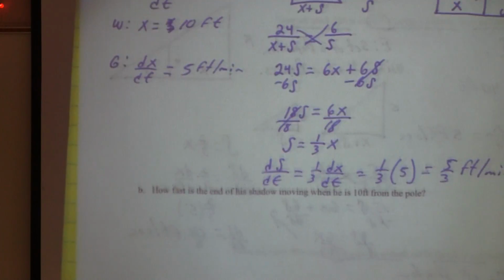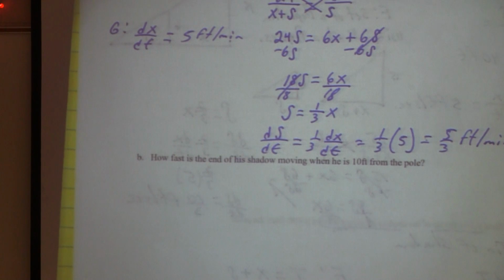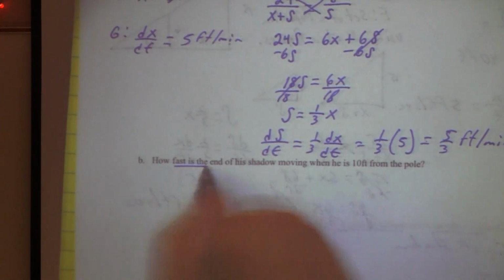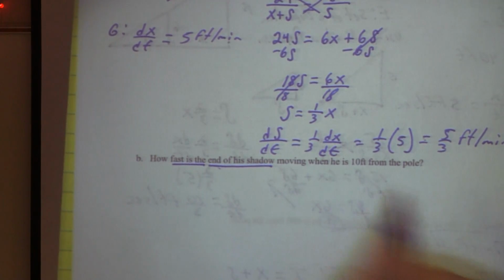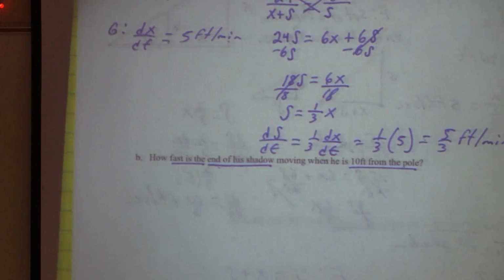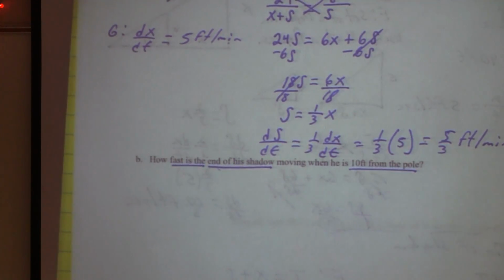Alright, let's look at part B. How is that one different? How fast is the what? Tip. End of his shadow moving when he is 10 feet from the pole. And now they're talking about the end of the shadow. Is that the same thing as the tip?